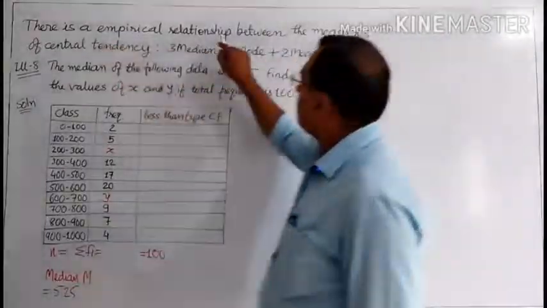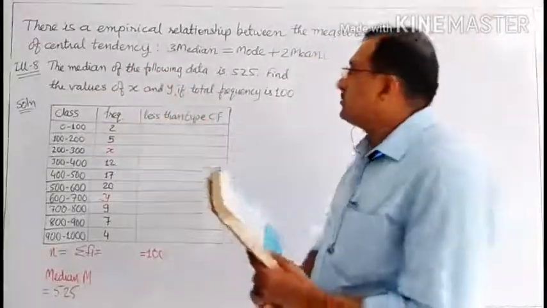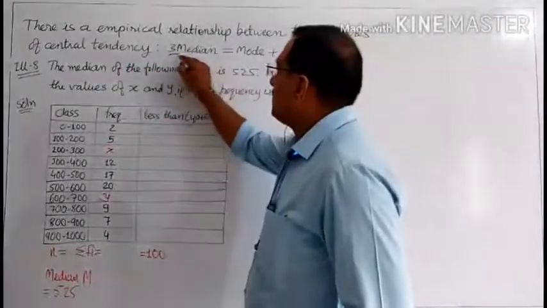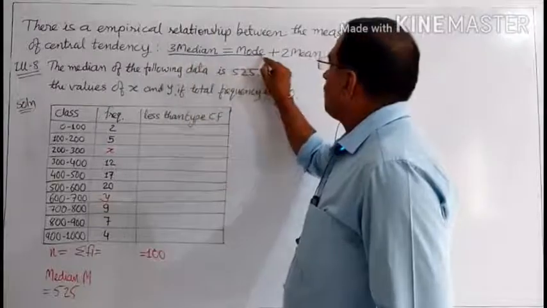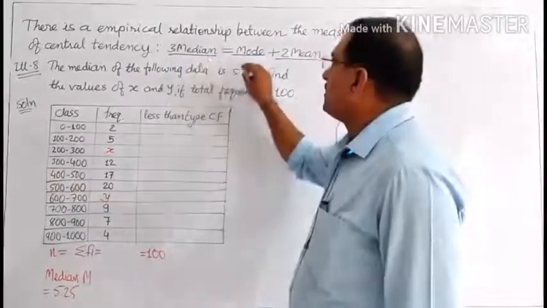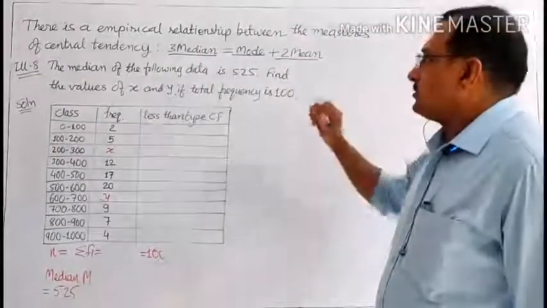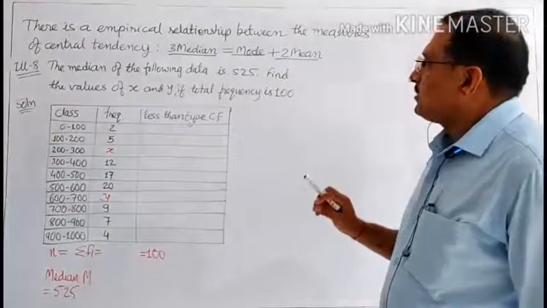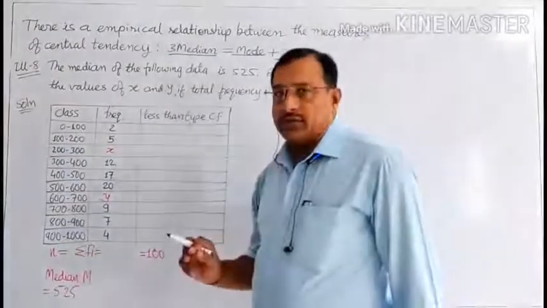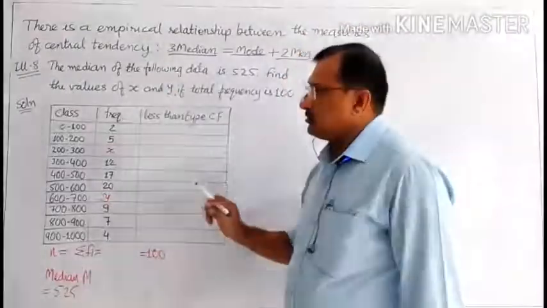There is an empirical relationship between the measures of central tendency, that is, 3 times median is equal to mode plus 2 times mean. So this is the relationship between these measures of central tendency. Do remember, that will help us to solve short questions.